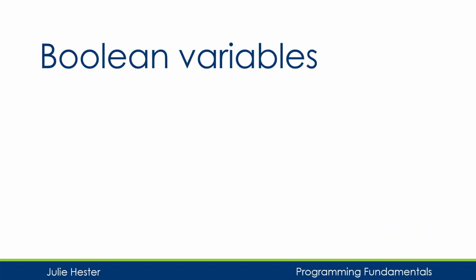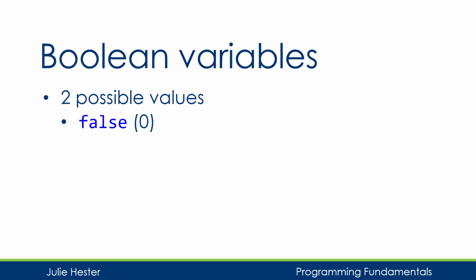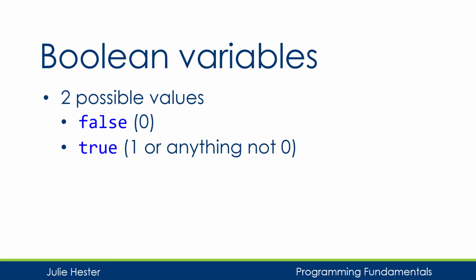Sometimes we're going to want to work with Boolean variables, and what are these? Well, these are variables that can only have two possible values. These data types or variables are either going to have a value of false, which is the number 0, or they can have a value of true. And when we look at true, we're going to generally say true is equivalent to 1, but it's really going to be anything that's not 0. So these data types only have two values. We'll often compare them to the reserved words false and true.